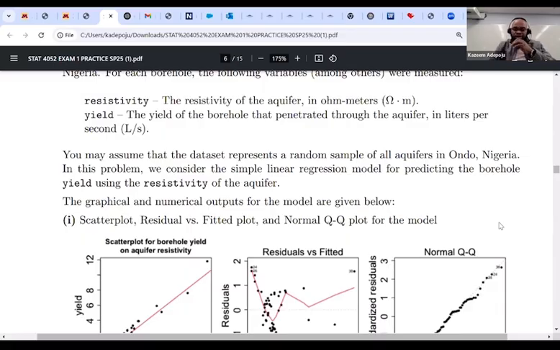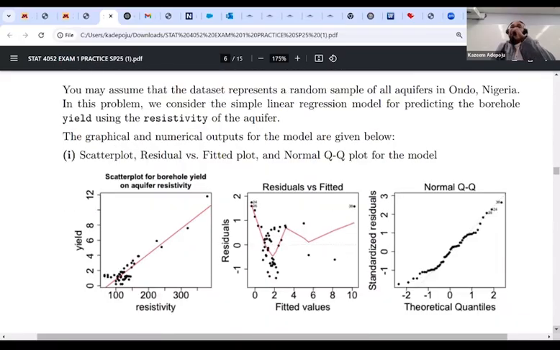Now, the graphical and numerical output for the model are given below. But you are allowed to come into the exam with a calculator because you're actually going to do something that has to do with matrices. So when I get there, I'm going to let you know. So the scatter plot, residual versus fitted plot, and the normal QQ plot for the model are given as follows. Now, let me tell you this.